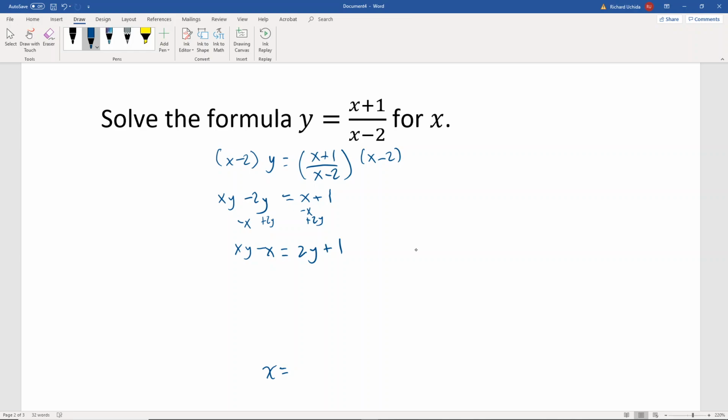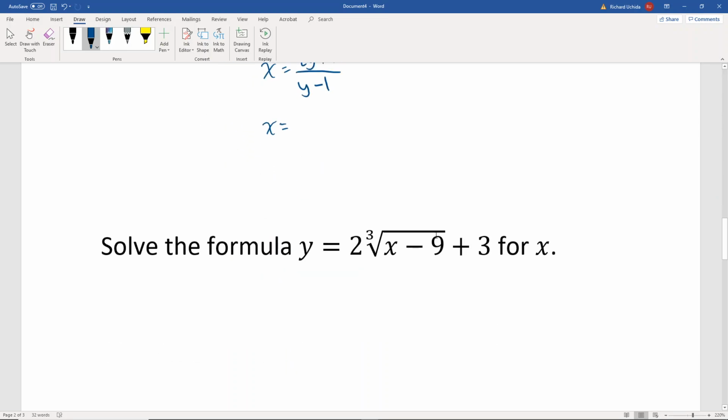What you might notice though is everything on the left-hand side does have an x in it, so we could factor out the x. So we'd have x times y minus 1 equals 2y plus 1. And now to get this x by itself, we want to get the y minus 1 onto the other side. So what we're going to do is divide both sides by y minus 1. So we'd have x equals 2y plus 1 all over y minus 1. So we've now solved that formula for x.